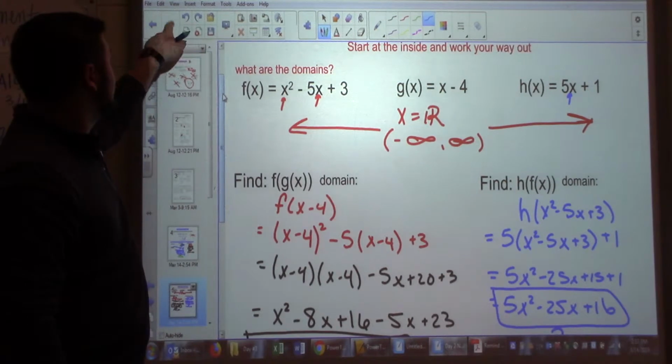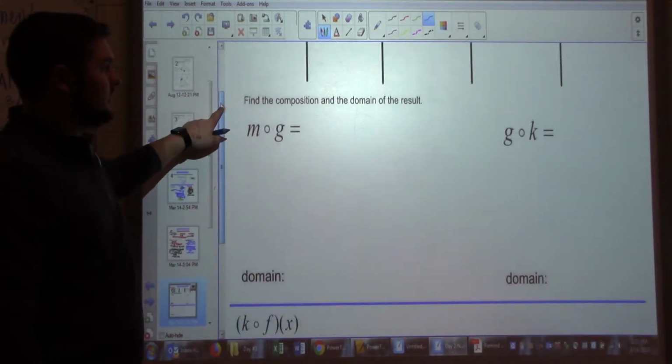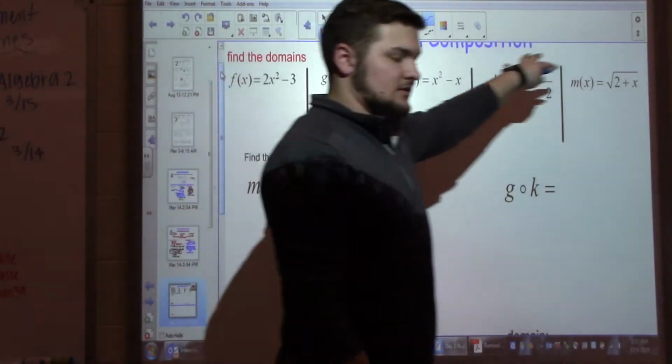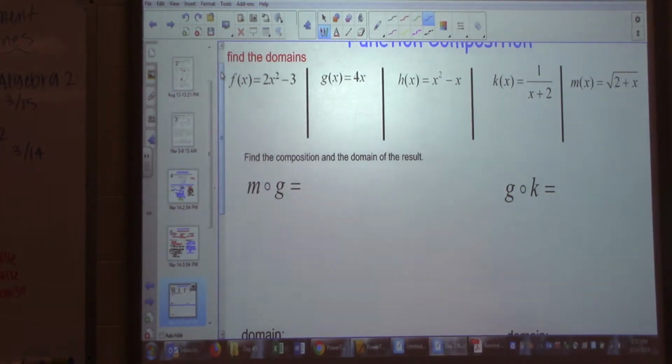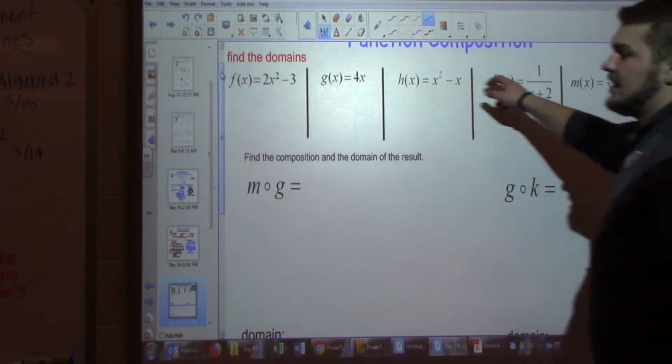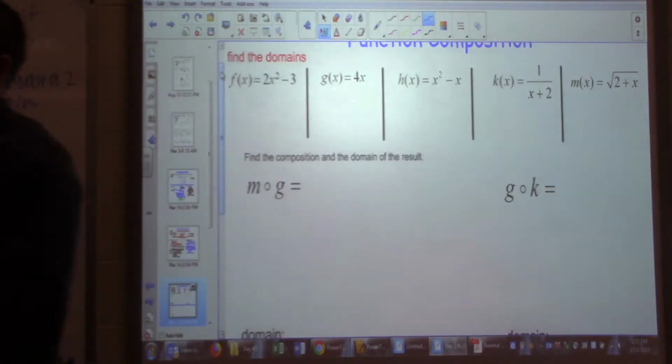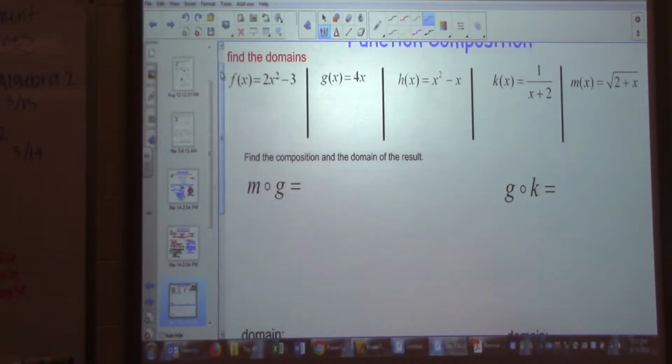Alright. Let's keep going. I'm going to give you guys about a minute. I want you to find the domain for those 5 things. Take about a minute, minute and a half, find the domain for those 5, right at the top.